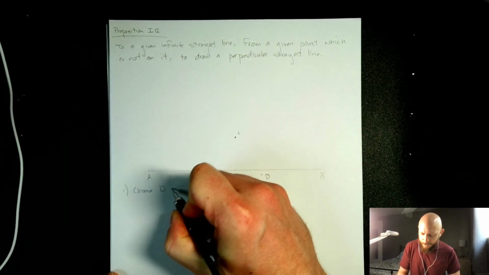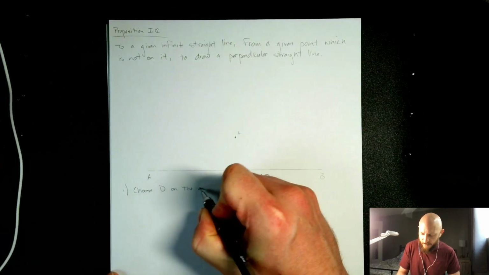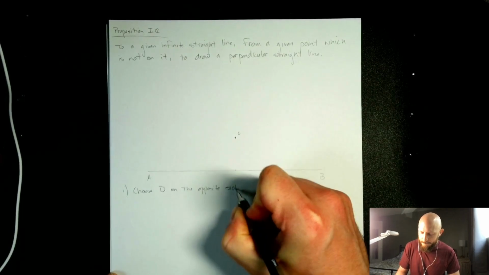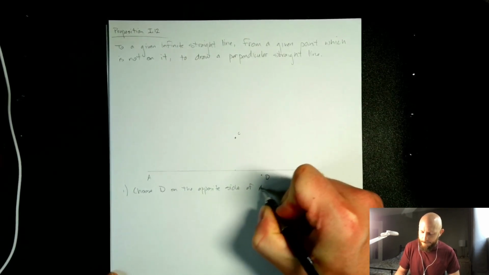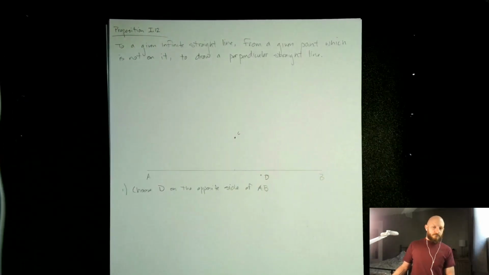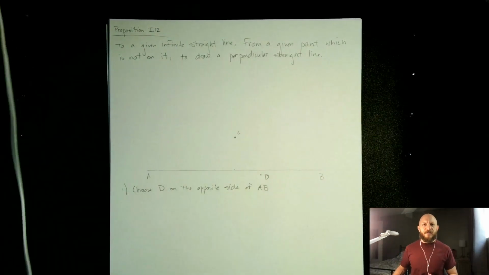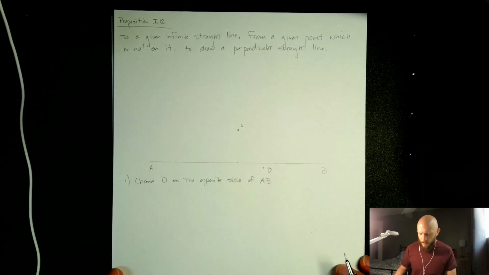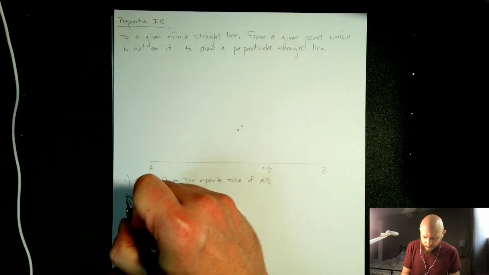Any point D on the other side of AB. And we don't need any justification for doing that. We can just say, yeah, that's possible. I can do that. Okay, step 2.